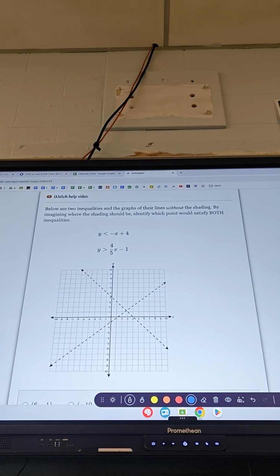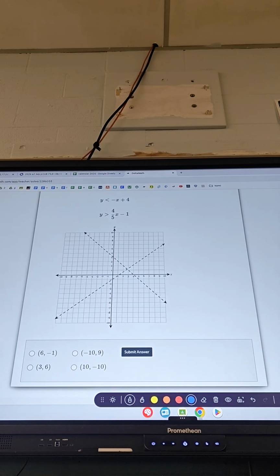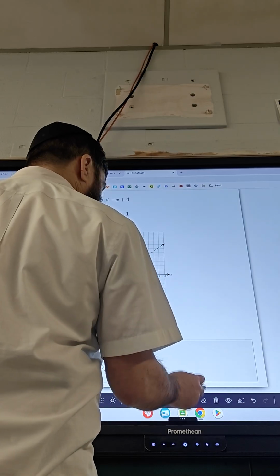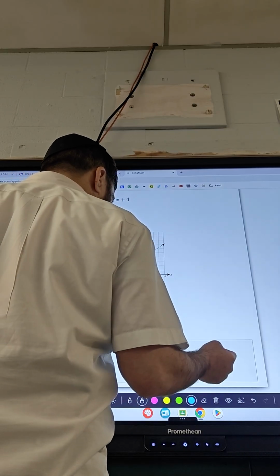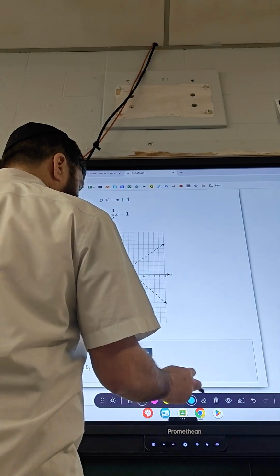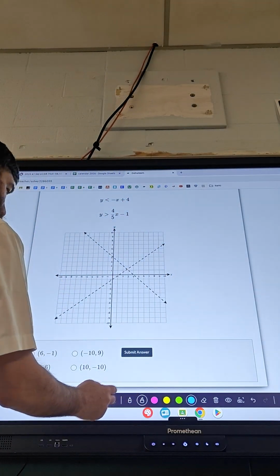All right, so 2 inequalities in their graphs without the shading. By imagining where the shading should be, identify which point would satisfy both inequalities. Interesting. Okay, so I'm going to shade this. Now, again, you can't color on the computer, but you could copy this onto a graph. But I think this is the fastest way to do this.